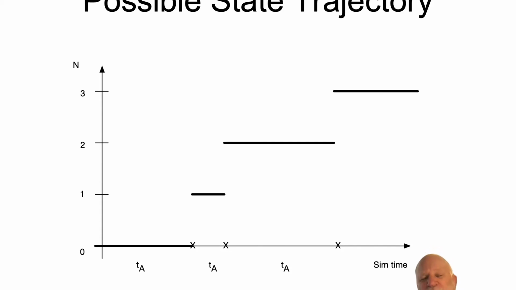And then the next t sub a may be a little bit shorter. And then when that event occurs, it's going to jump up to 2. And that one may spend a little bit longer. How do you know? Whatever the next value of t sub a is, and then it jumps up, etc. So the state trajectory for the arrival process is always going to look something like this. It always increases, it never goes back down. Okay, so that's what that is.